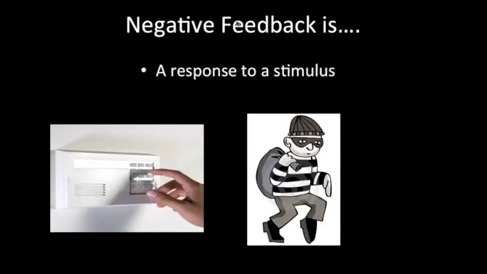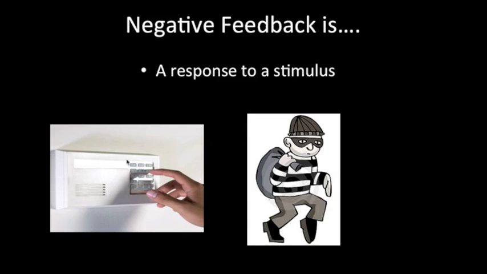Now, to begin with negative feedback and its relationship with insulin, it's important to know what exactly negative feedback is. Negative feedback is a response to a stimulus. So you could think of this as a security system. When you arm the security system, its job is to create an alarm when something that is not supposed to happen happens.